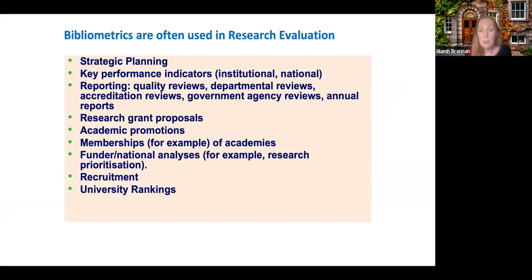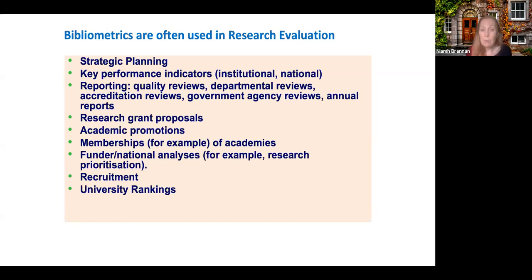They're often included in research grant proposals. Individual researchers, you'll often see them on CVs. All you have to do is Google academic curriculum vitae and you'll see bibliometric information appearing for an individual. They can be used for applications for memberships of academies and other professional bodies, for funder or national analyses, like a research prioritization exercise. I did this for my country, for Ireland. We used bibliometric indicators to look at how effective our funding had been in particular areas.